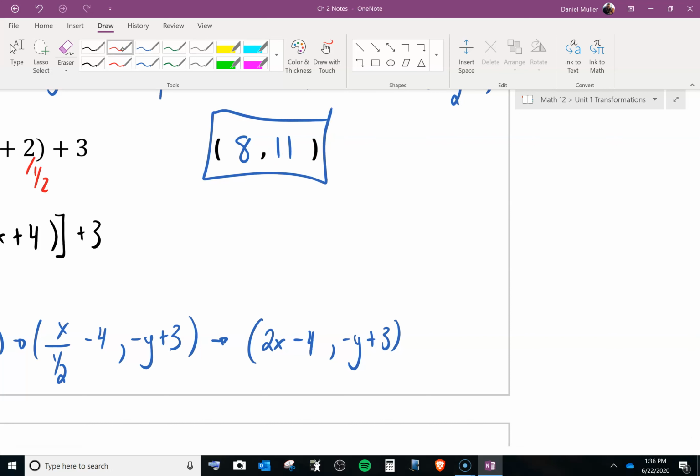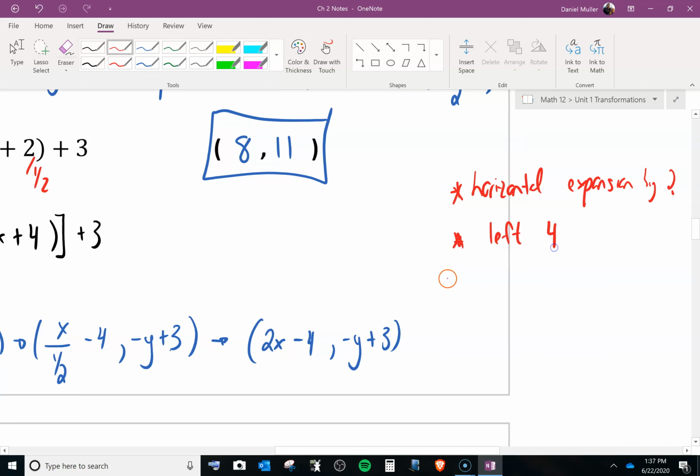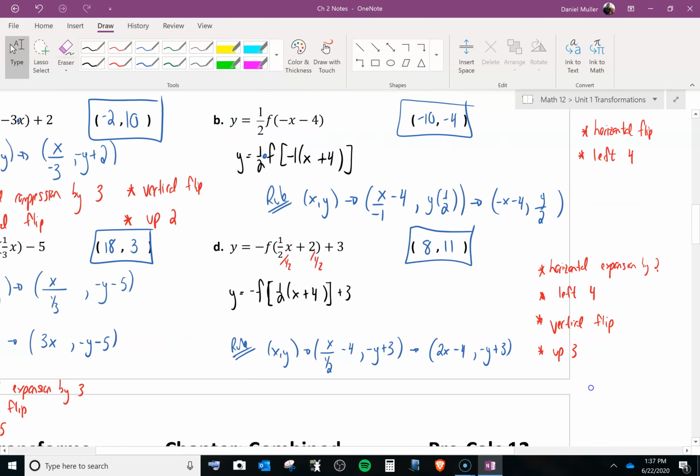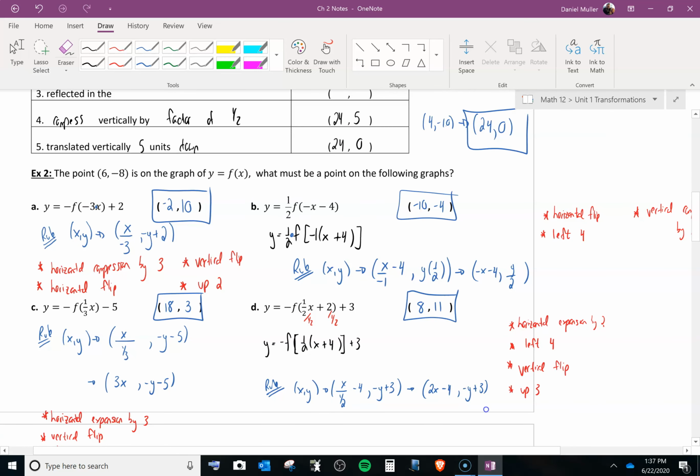And then what are all the transformations that are happening? So I'm timesing this by 2. That's horizontal. I'm doing all the x stuff first. So horizontal, I'm timesing it by 2 is an expansion. I'm making it bigger. So it's expansion by 2. And then I'm minusing 4. That's going to be going left by 4. And then for vertical, the y's, I have just a negative, so it's going to be a vertical flip. And I'm adding 3, so we're going to go up by 3. So that is that.